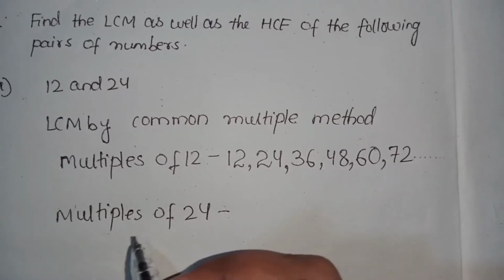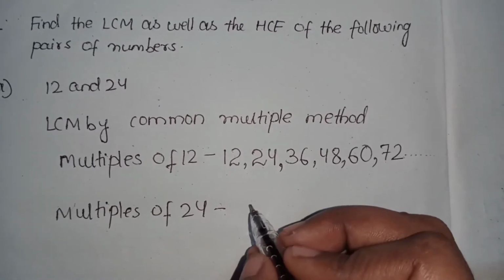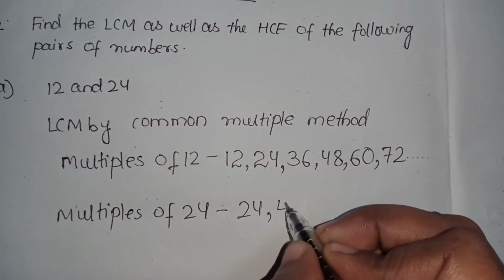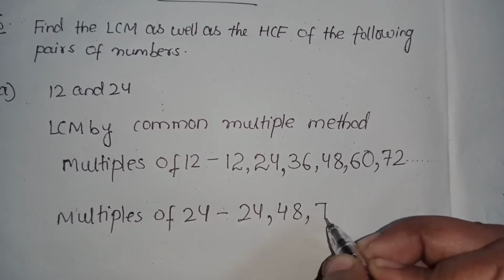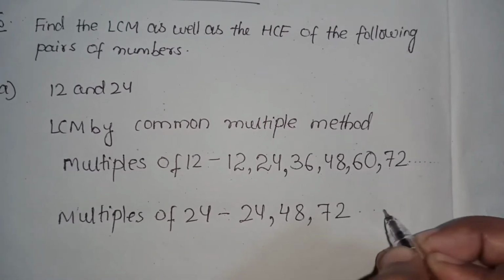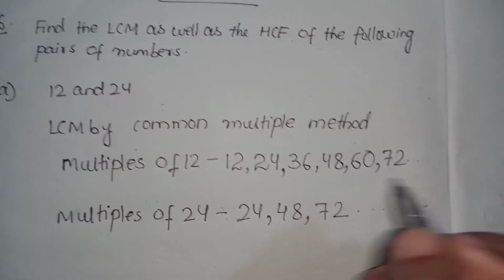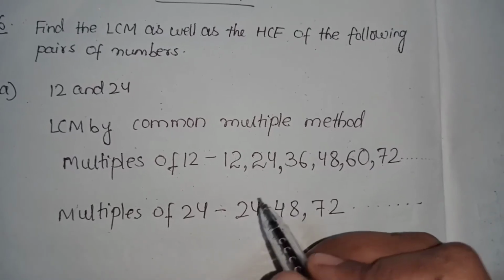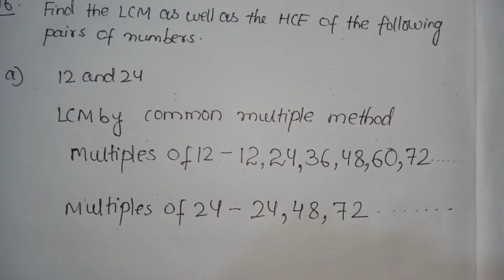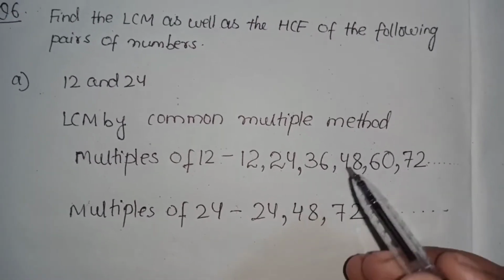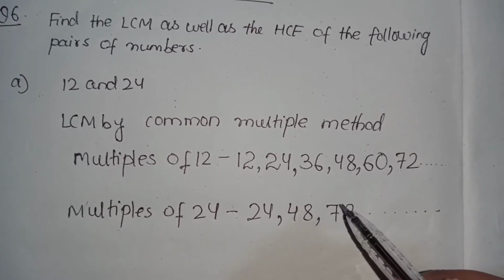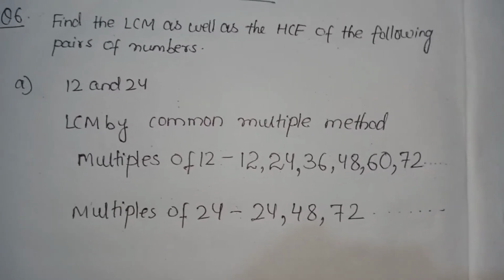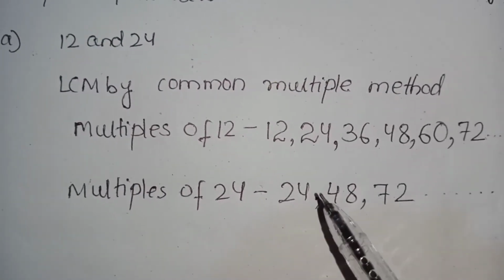Okay, so let's write the multiples of 24. So what is the first multiple of 24? It's 24. Then 2 times is 48, 3 times is 72 and so on. Why have I written 'and so on' here also? Because I have seen that common multiples are there. You can see that 24 is common. 48 is also common. 72 is also common. See, so we have got the common ones.